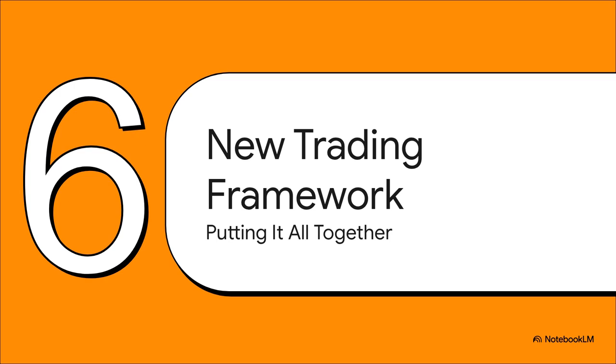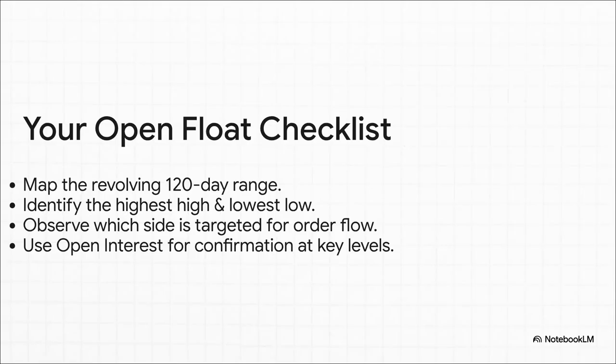Okay, so we've covered a lot. We've talked about the targets, how to build the map, how to read the flow of traffic, and even how to get confirmation. So now let's pull it all together into a simple, actionable framework that you can start using right away. Here it is, your open float checklist. 4 simple steps. Number 1, always be mapping that revolving 120-day range. Remember, it's not set it and forget it, it's always moving.